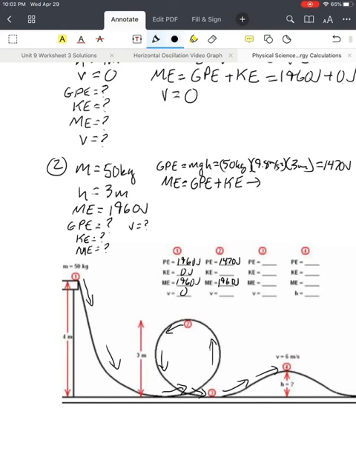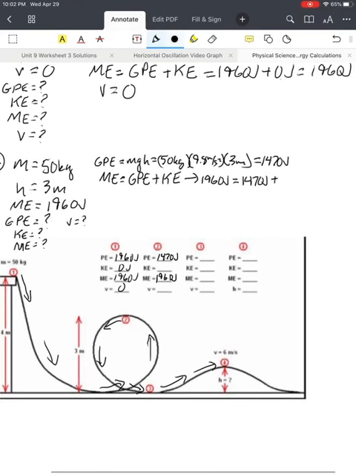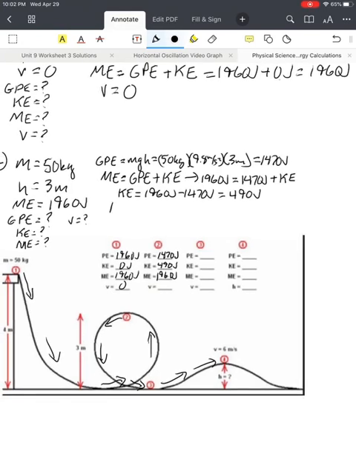We plug in 1,960 joules for mechanical energy, and it's going to be equal to 1,470 joules plus KE. And so then KE is going to be equal to 1,960 joules minus 1,470 joules, which is equal to 490 joules. Correct? I just did that in my head. Yes. And so I'll put 490 here. Awesome sauce. And then we've got to find velocity.